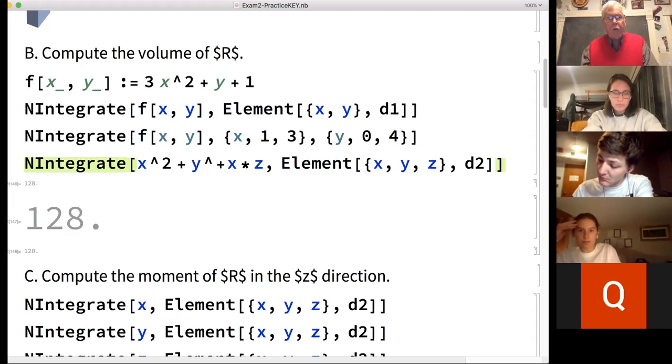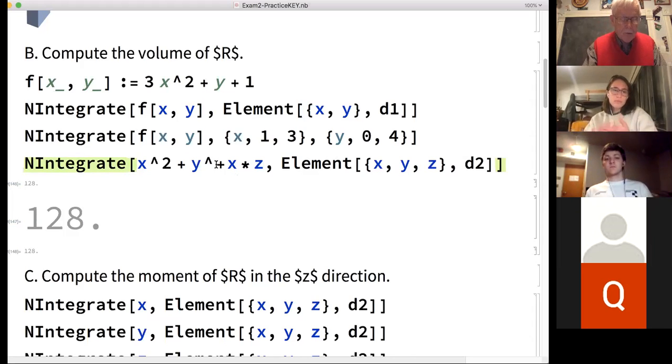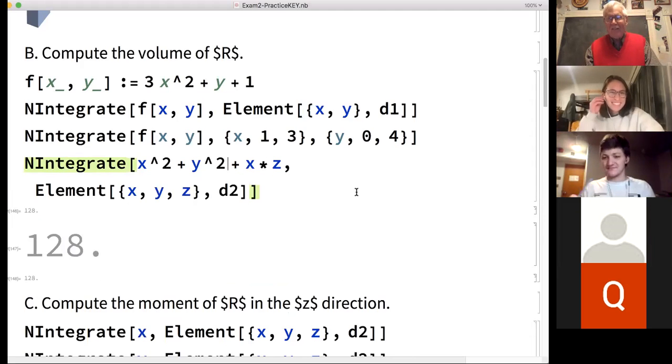So now we're going to integrate the. I think you forgot to type the y squared. Who's the prof here, Jasmine? Oh yeah, I did. Okay, yes.